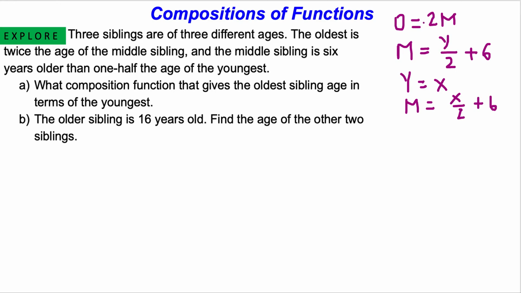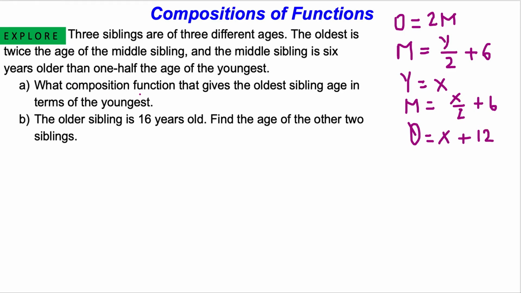And instead of the oldest, in terms of the y's, we can write this way. The oldest one is equal to 2 times the middle one. And 2 times the middle one, I have to multiply everything by 2. If I multiply 2 times x divided by 2, the 2 by 2 goes away and we get x, plus 2 times 6 is 12. So this is what it is.